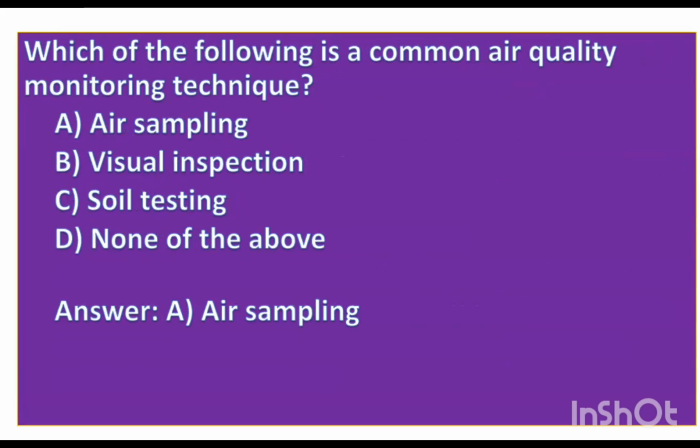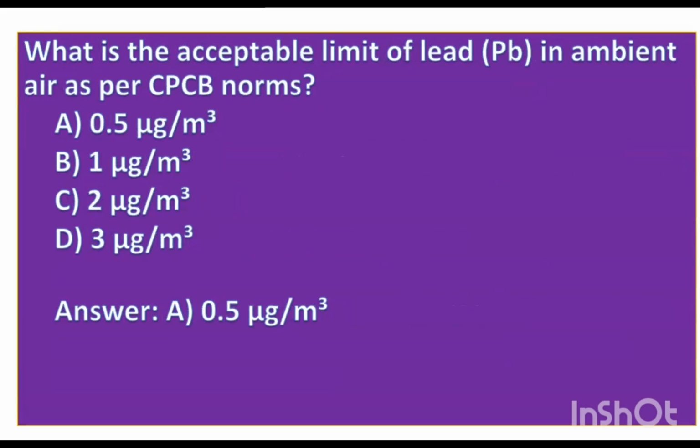Which of the following is a common air quality monitoring technique? Options: air sampling, visual inspection, soil testing, none of the above. Answer: air sampling. What is the acceptable limit of lead in ambient air as per CPCB norms? Options: 0.5 microgram per meter cube, 1 microgram per meter cube, 2 microgram per meter cube, 3 microgram per meter cube. Answer: 0.5 microgram per meter cube.